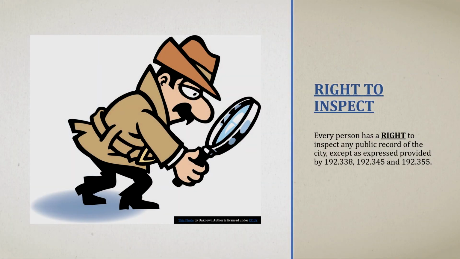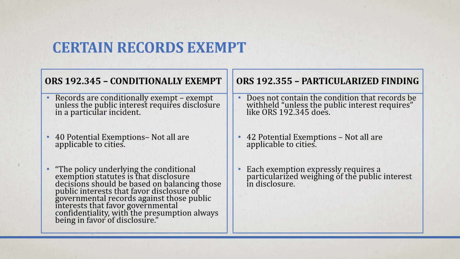So, right to inspect. Every person has a right to inspect any public record of the city, unless it's a record that can be specifically exempted. What's important here is any person. It's not just citizens of your community. It's not just residents of Oregon. Any person, anywhere in the entire world can file a request for public records, and assuming they are records that have to be disclosed, your city is going to have to disclose them.